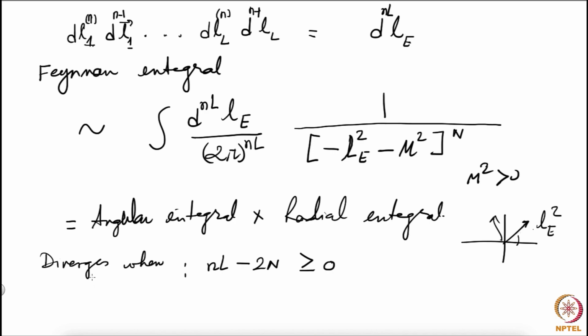Okay, let me remind you again. Capital N is the number of propagators.